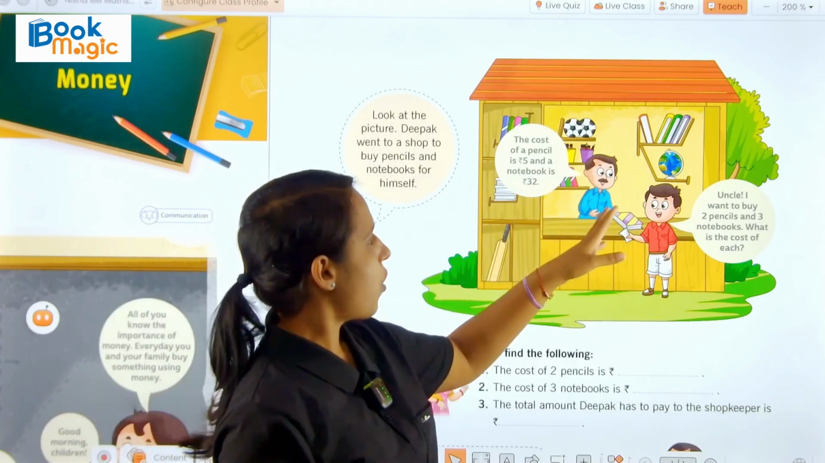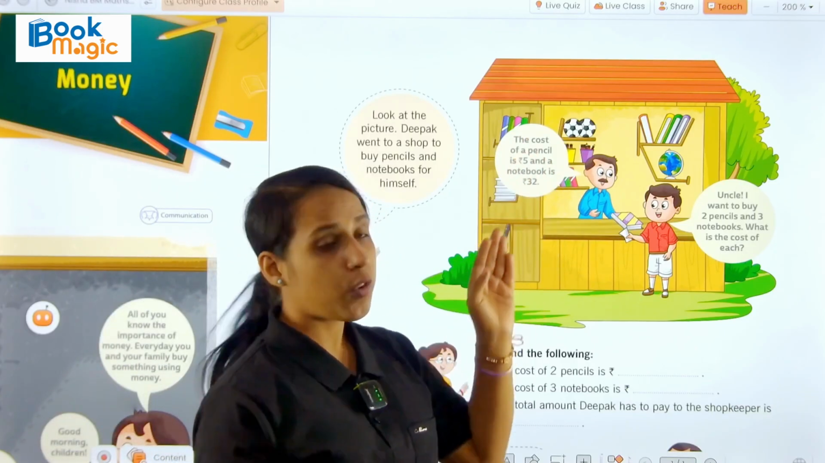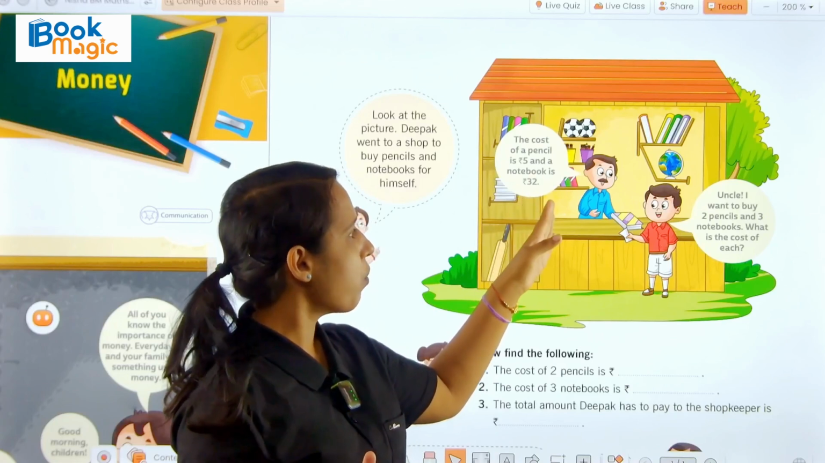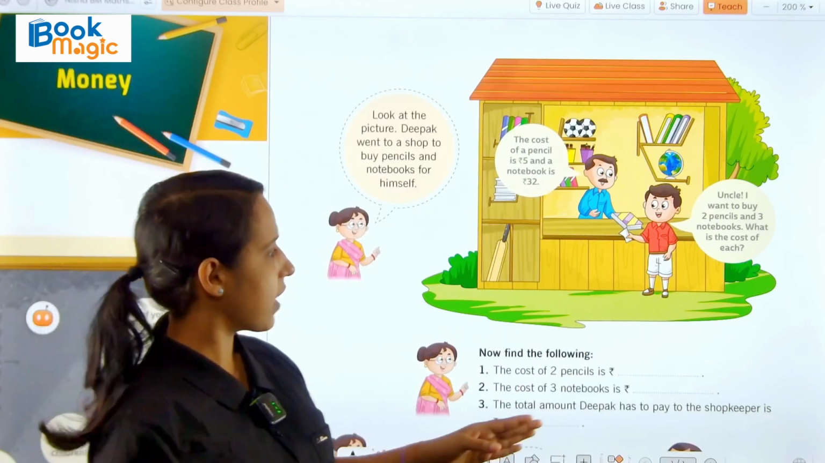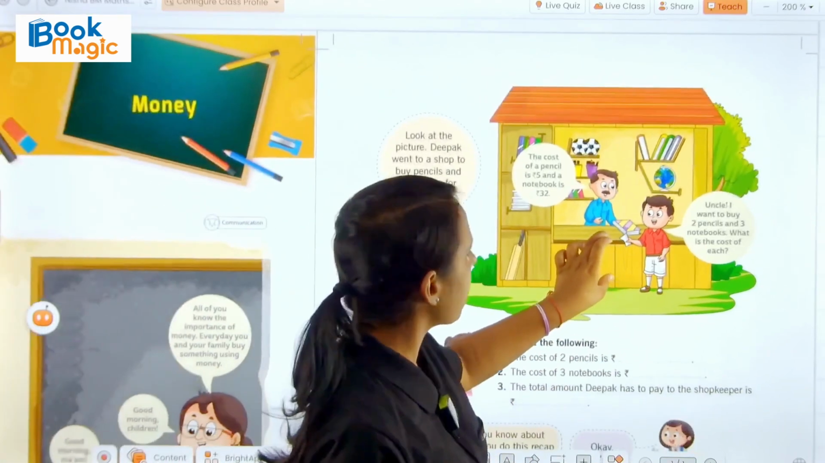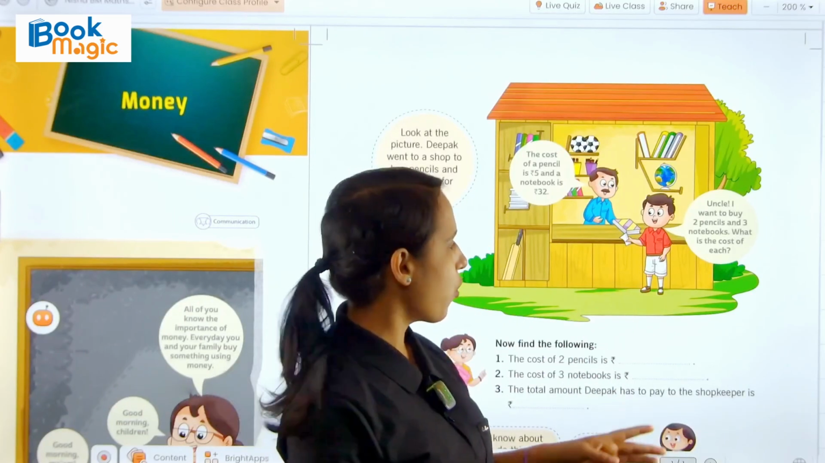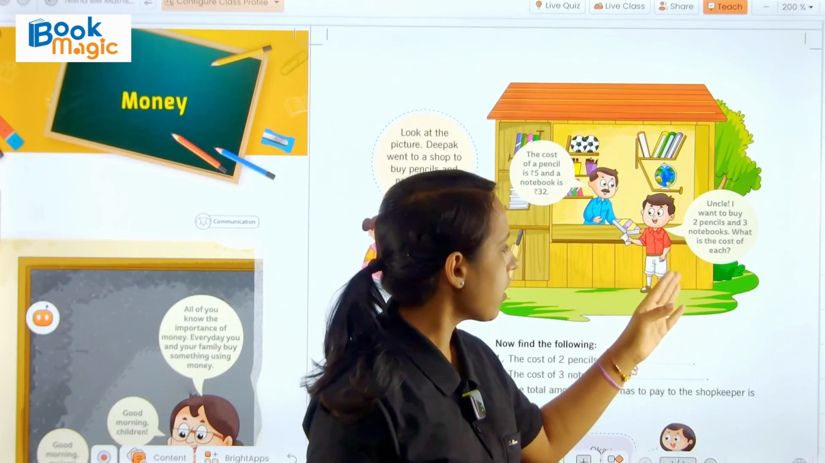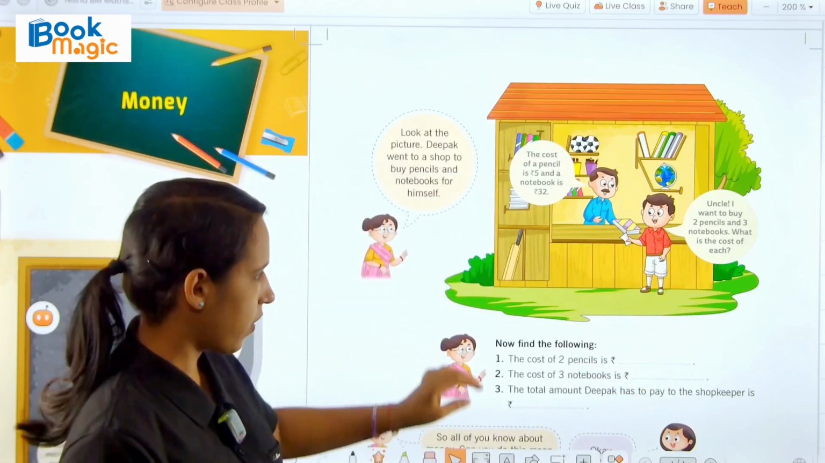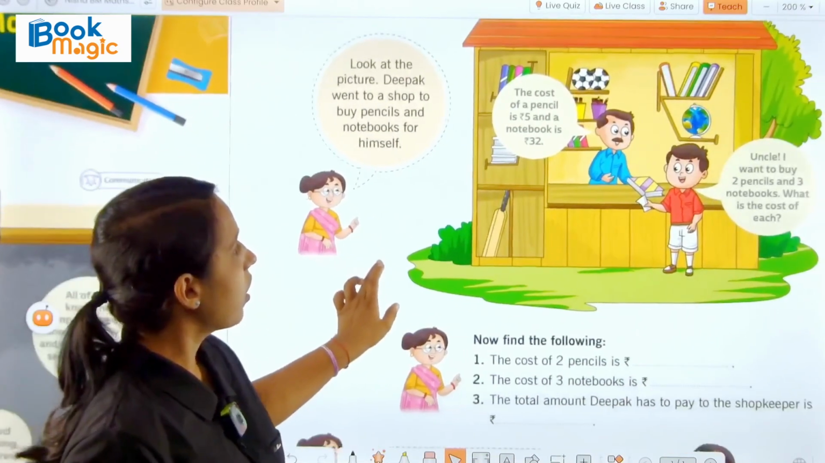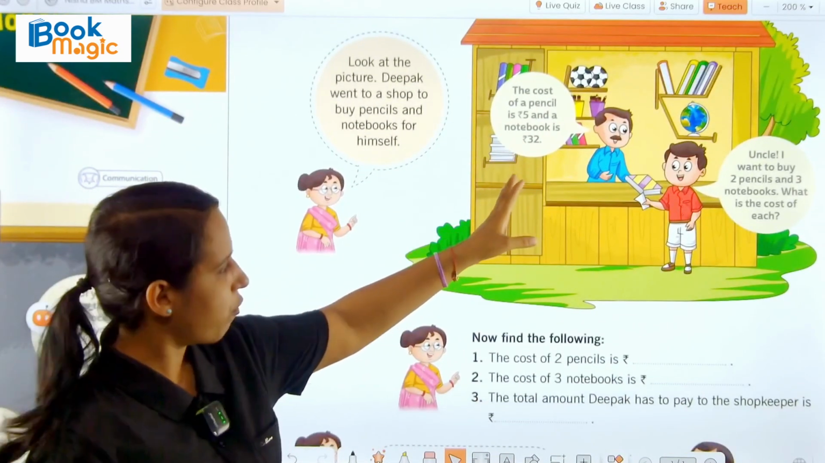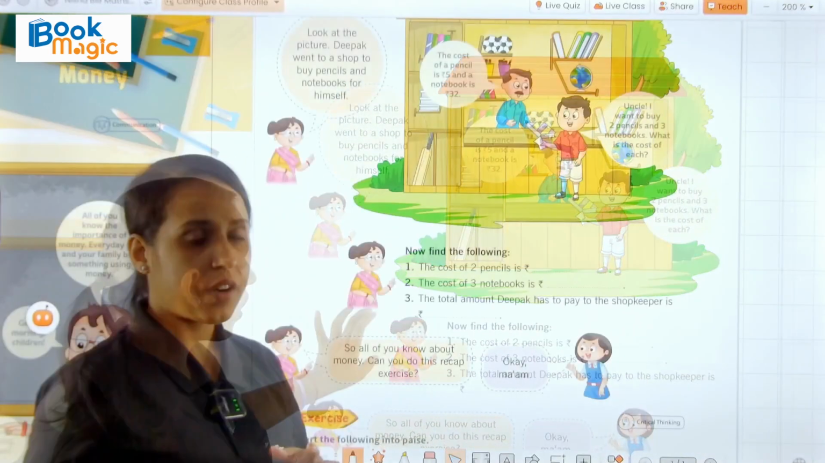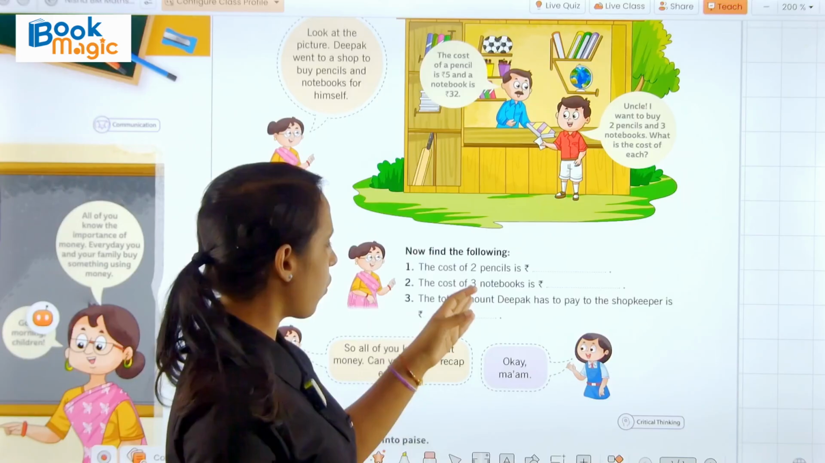Now the shopkeeper said the cost of a pencil is 5 rupees and a notebook is 32 rupees. And Deepak said, Uncle, I want to buy 2 pencils and 3 notebooks. So, what is the cost of each? We know that the cost of a pencil is 5 rupees and the cost of a notebook is 32 rupees. So, here we have to find out the cost of 2 pencils.